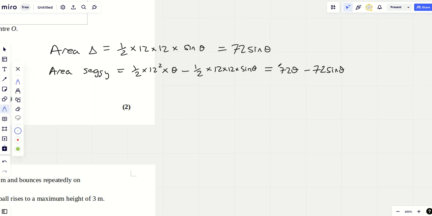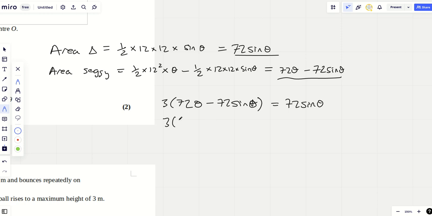We need to multiply this bit by 3 to get to this. Yeah, so 3 times 72 theta, minus 72 sine theta, equals 72 sine theta. Personally here, I divide everything by 72 and ignore the 3.